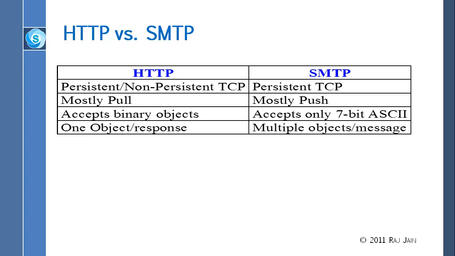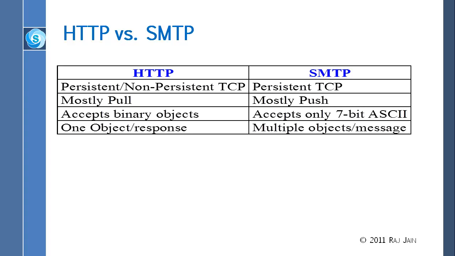But HTTP accepts binary objects. It was designed when we understood the binary objects. SMTP accepts only 7-bit ASCII. HTTP has one object per response. You can get multiple objects per message. Okay, so you could have a message which has a picture in it and web pages and everything else.